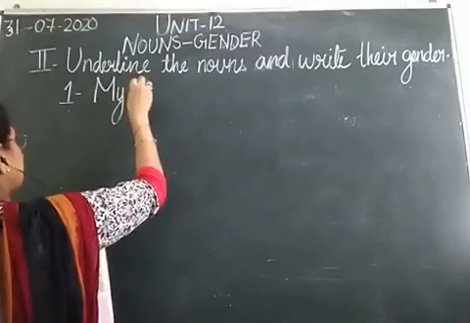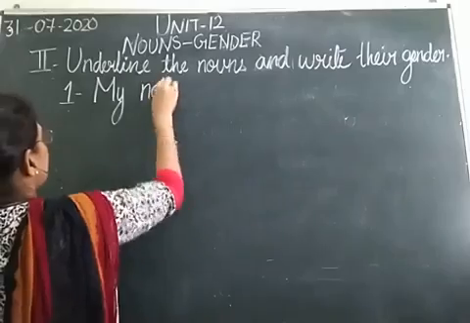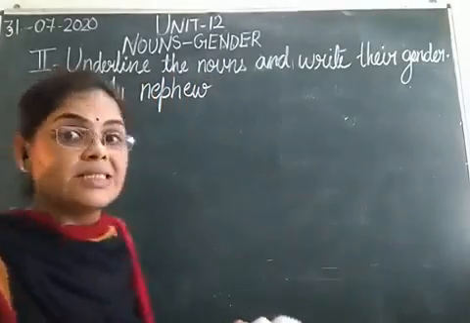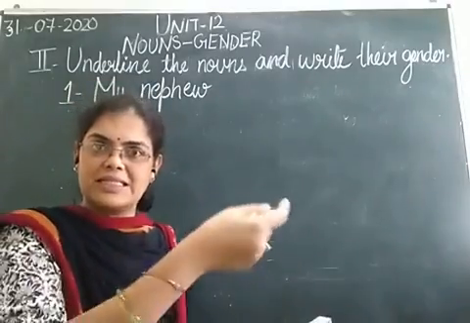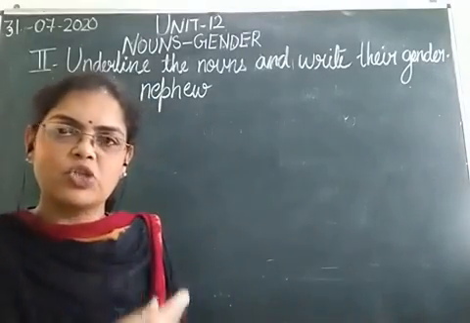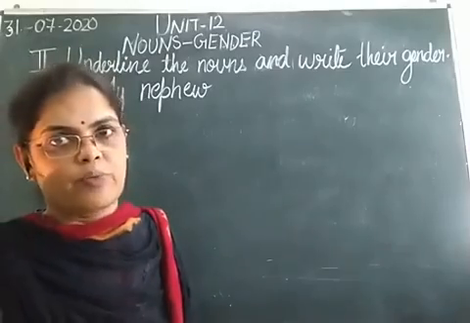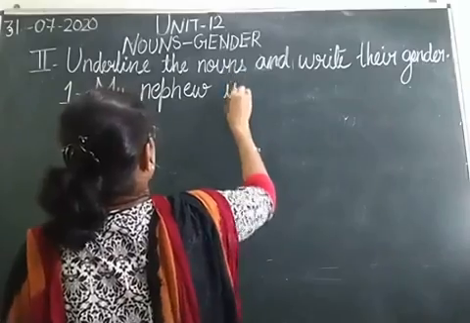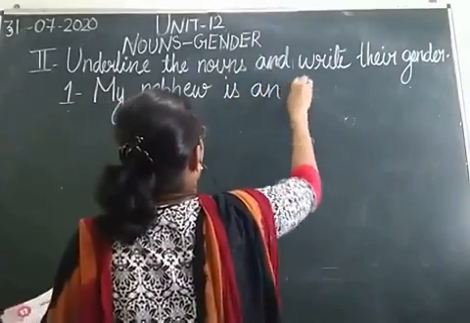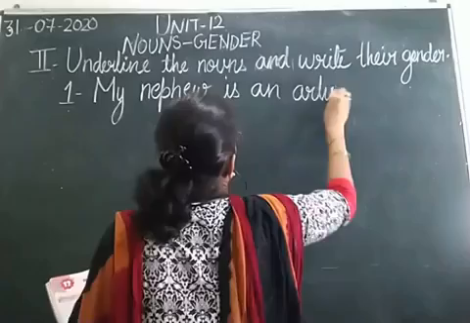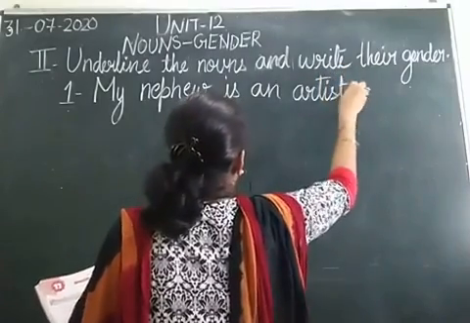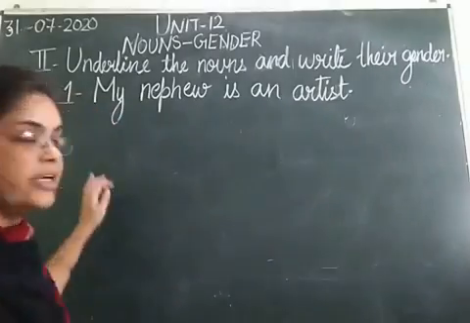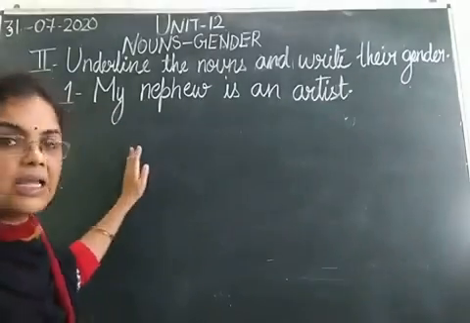Now the first sentence is my nephew. Beta, who is called a nephew? Son, brother's son or sister's son is known as a nephew. Fine. So, my nephew is an artist. Now this is a sentence, students. Now we need to identify the nouns and underline them.